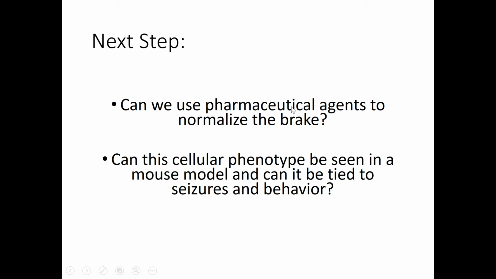So the next step is, can we use pharmacological agents to normalize the brake? Is there something we can use to overcome this brake impairment that could then normalize the firing of Dup15q neurons? That's the ultimate goal. And the second thing is, can this cellular phenotype be seen in mouse models, and then can it be tied to seizures and behavior? Because seizures in a dish are not seizures. So I can stand here all day and say all this flashing and activity could be related to seizures, but until we can see a similar thing in the mouse and translate it, we can't say this is for sure tied to some type of behavior.